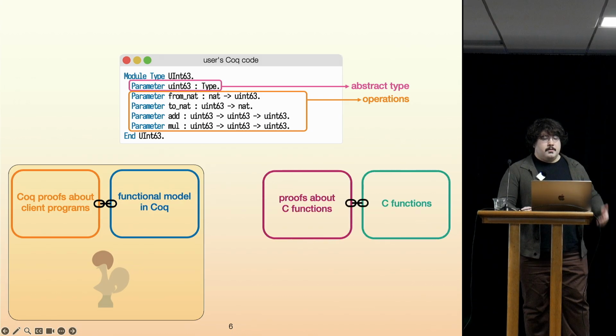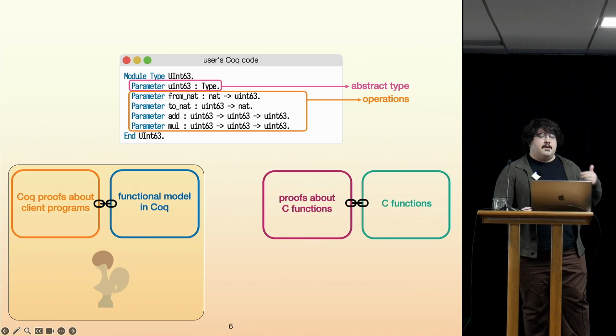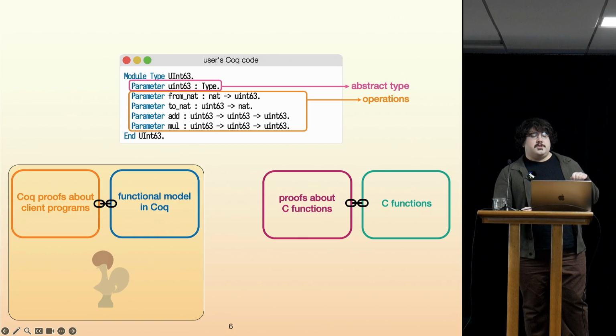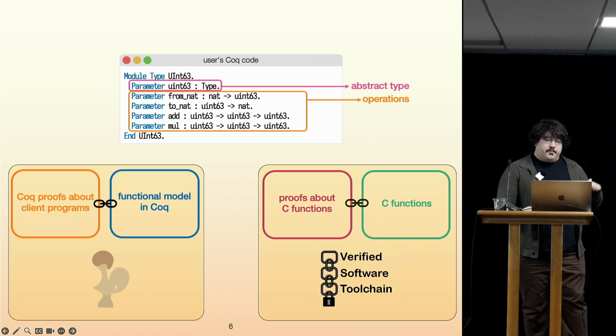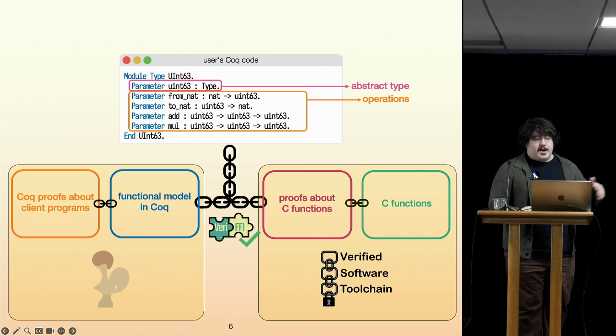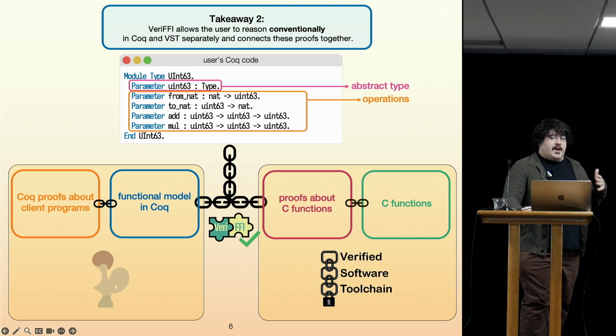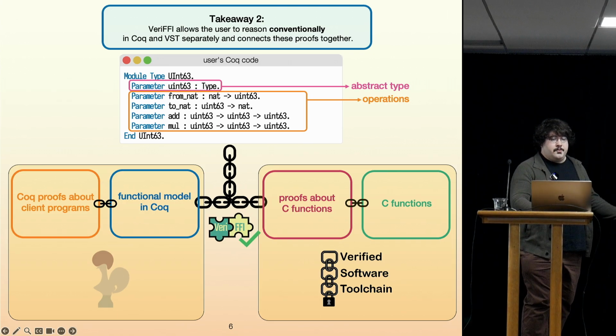On the other hand, we write foreign functions that satisfy this interface, and we prove that these functions play nicely with the Coq program compiled to C via CertiCoq, and that they play nicely with the functional model. And all that reasoning is a conventional VST proof. And all the required mechanisms in the middle are generated by our system, VeriFFI. So this is takeaway two. VeriFFI allows you to do conventional reasoning in Coq and VST separately and connects those proofs together.